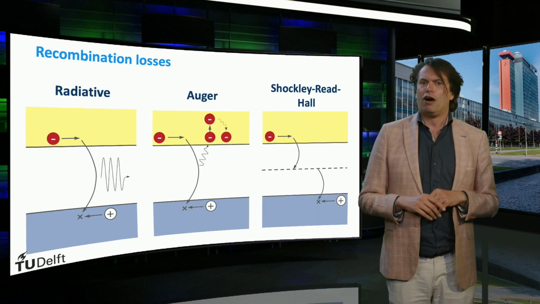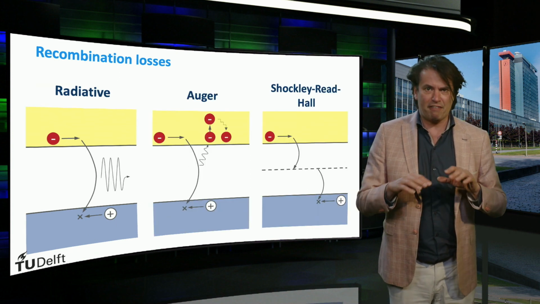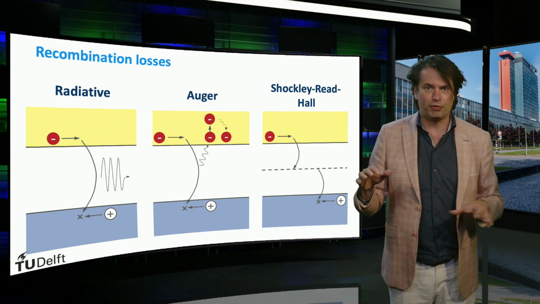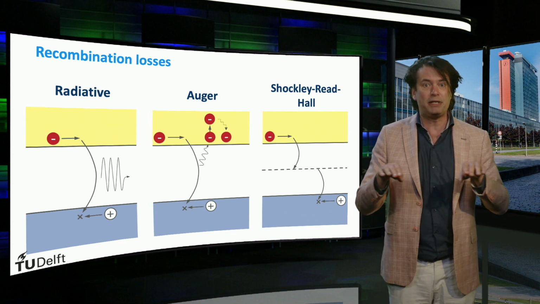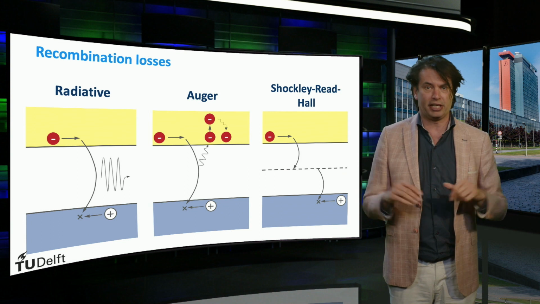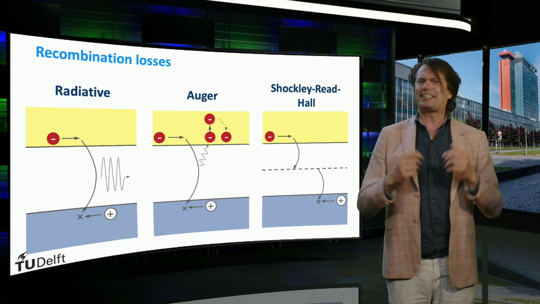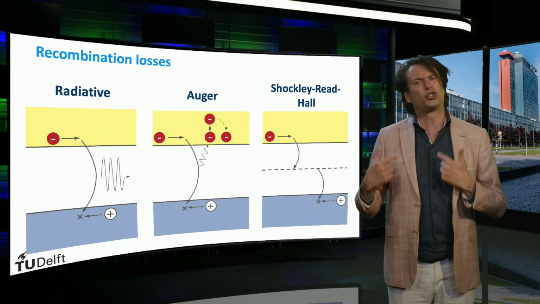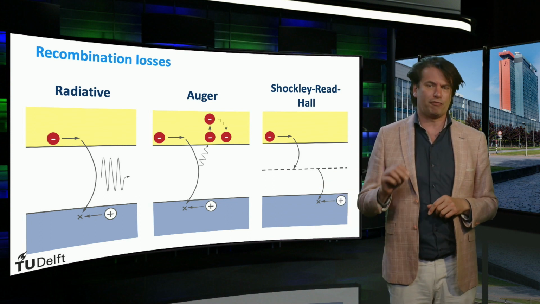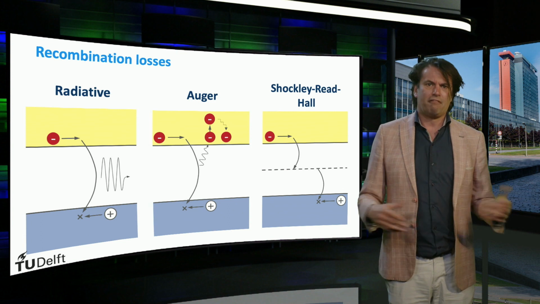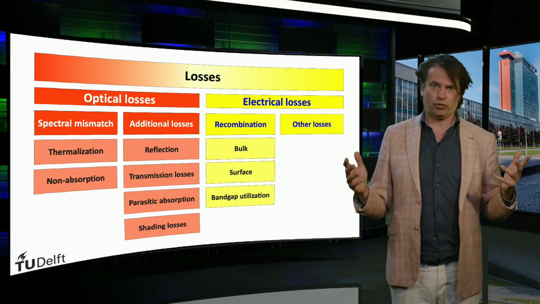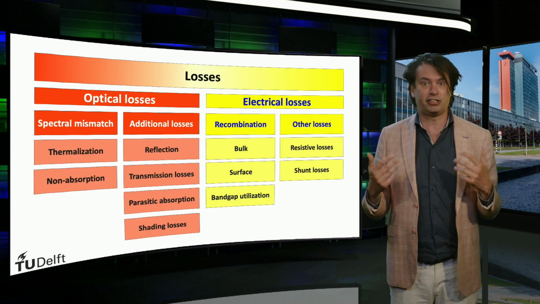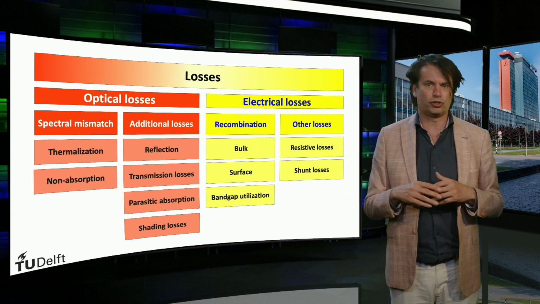In fact, for semiconductors that hardly have any defects in the bulk of the material, the recombination might be dominated by the surface recombination. To what extent each of these recombination types occurs depends strongly on the properties of the used material. Finally, there are the other electrical losses. These involve the resistive losses and shunt losses.